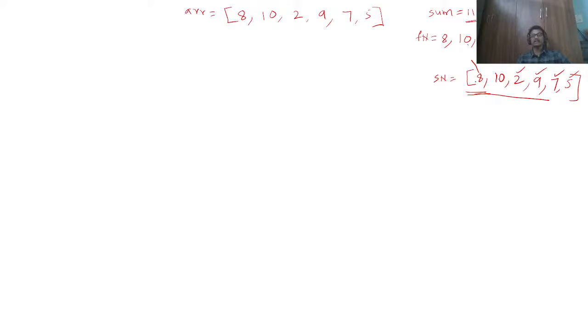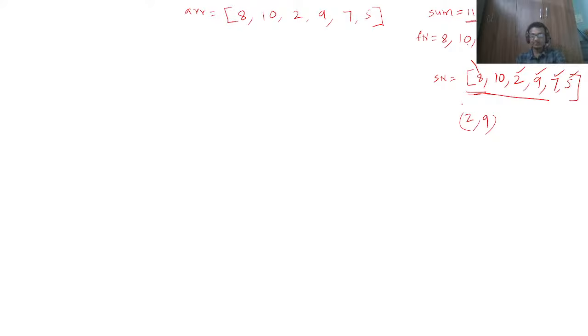Then I'll go with the next number. Again I go on checking from the beginning of this array whether there is any number whose sum is equal to 11. Like this, 2 plus 8 equal to 11? No. 2 plus 10? No. 2 plus 2? No. 2 plus 9 equal to 11? Yes. So this is the pair I identified, 2 and 9.